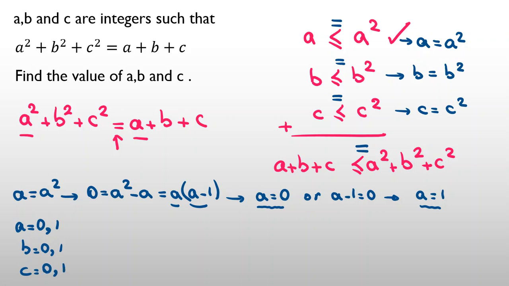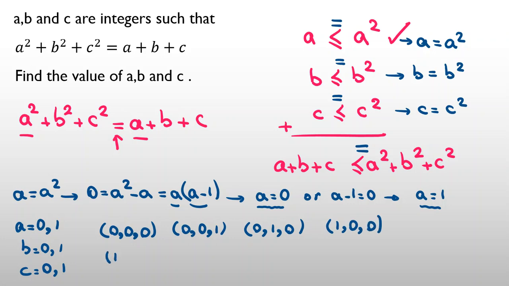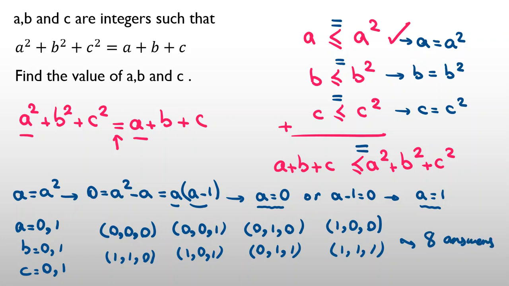For any arrangement, you can conclude this. So if I want to write all answers, you have 8 answers: 2 times 2 times 2 is 8. First one, 0, 0, 0. Next, 1, 0, 0; 0, 1, 0; and 0, 0, 1. We have 2 ones: 1, 1, 0; 1, 0, 1; 0, 1, 1. And the last one is 1, 1, 1. So we found 8 answers for this problem.